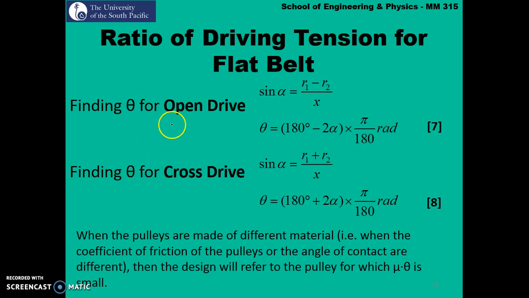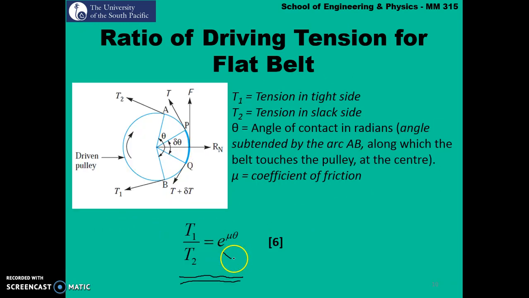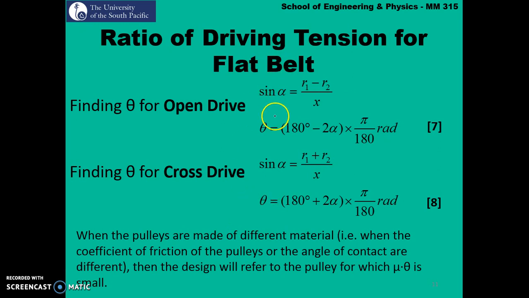Now, as I mentioned in the previous equation, equation 6, we have theta. So for open and cross belt, we can calculate alpha. For open drive, sine alpha was given by this relation. Then theta is simply 180 degrees minus 2 times whatever value you got for alpha, times pi over 180. You will get that value in radians. And for cross drive, this equation is true.